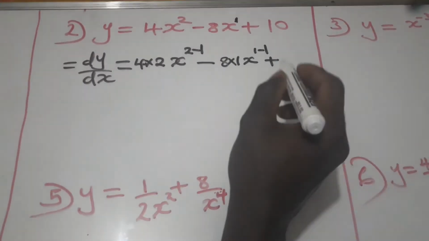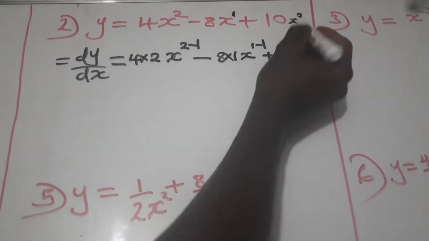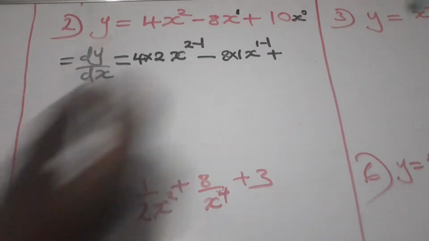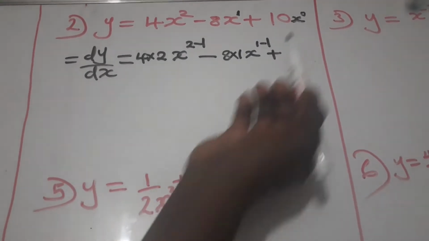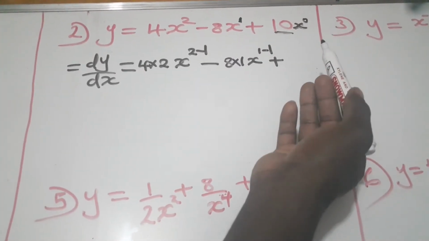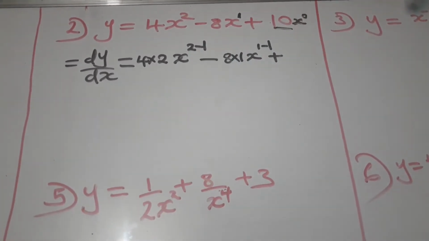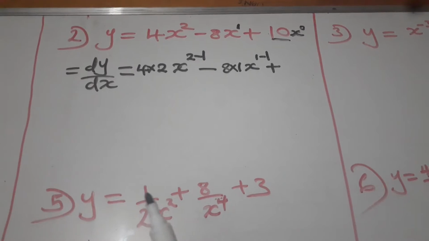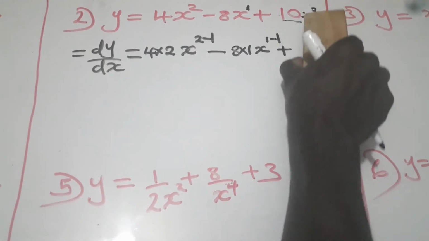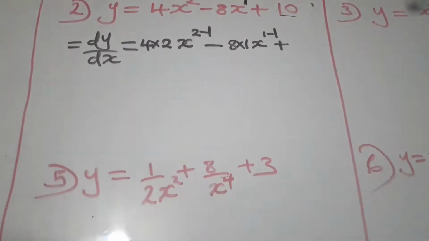So this 10 is like 10 times x raised to power 0, and we know x raised to power 0 is going to give us 1. So it's the same as writing 10 with no x. When a number does not have any variable in front of it, the number disappears, because 10 multiplied by 0 is going to give us 0. So when differentiating something and that number has no variable beside it, that number disappears like that.